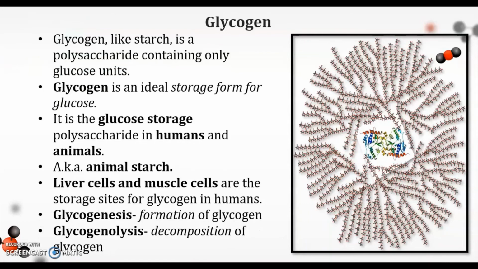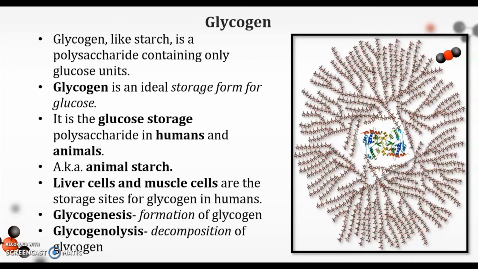Glycogen, like starch, is a polysaccharide containing glucose units only. Glycogen is the ideal storage form for glucose. It is the glucose storage polysaccharide in humans and in animals. That's why it is called animal starch. It is usually found in our liver cells and muscle cells.